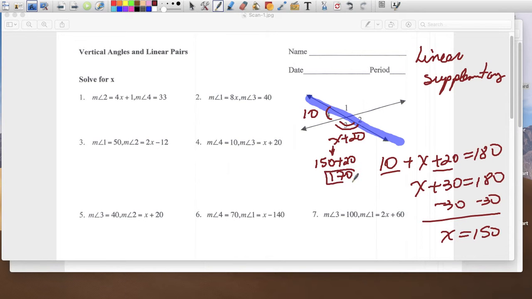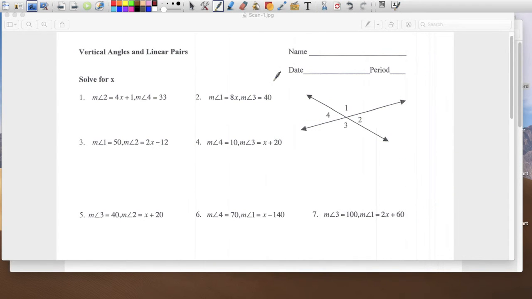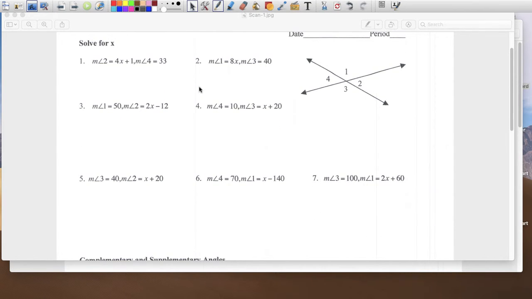So now, does that make sense? Well, if this is 10, obviously its supplement should be 170, right? Because both of them added up should give you 180. So now it becomes repetitive because you know how to set up the equation, right? So it's just really simple. So let's do number 5.